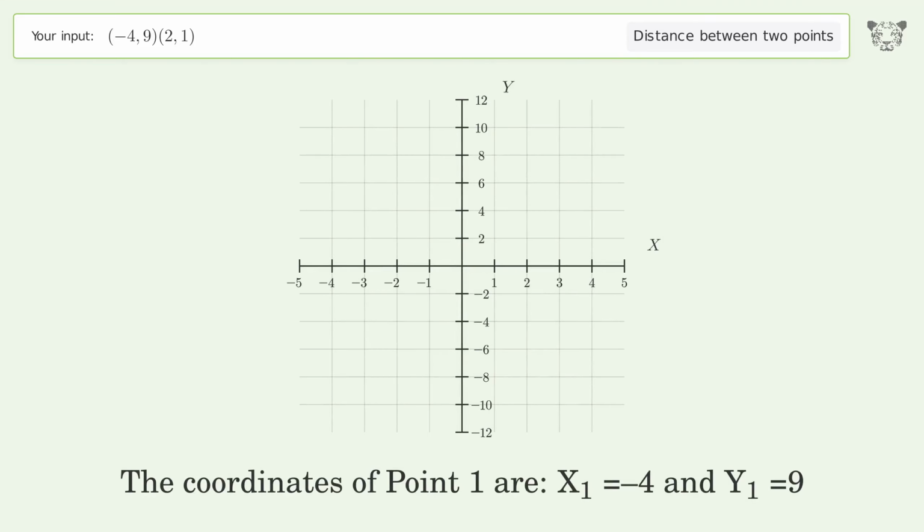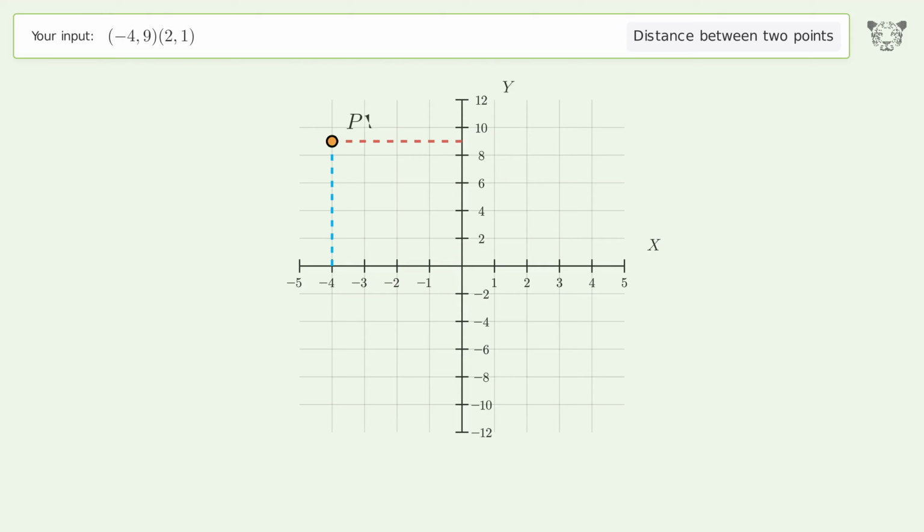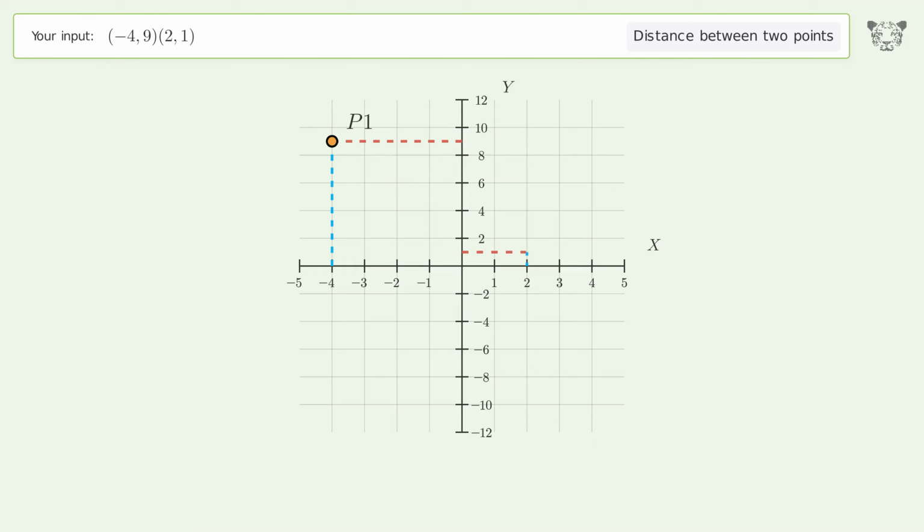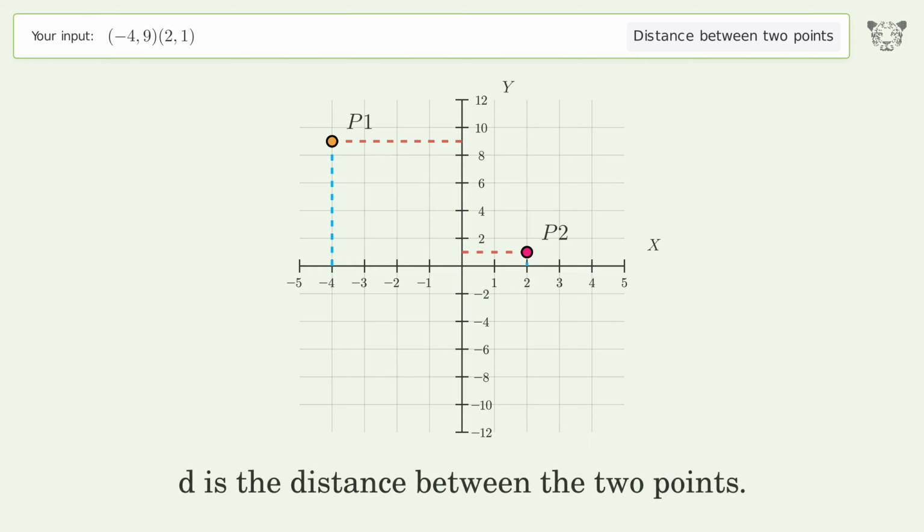The coordinates of point 1 are x1 equals -4 and y1 equals 9. The coordinates of point 2 are x2 equals 2 and y2 equals 1. D is the distance between the 2 points.